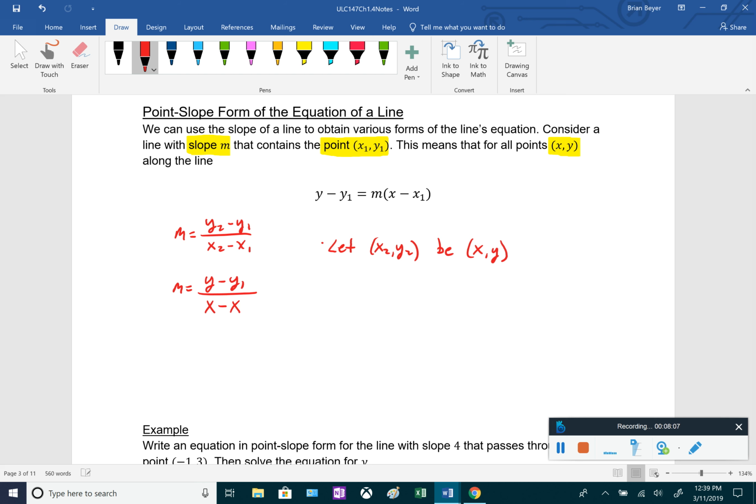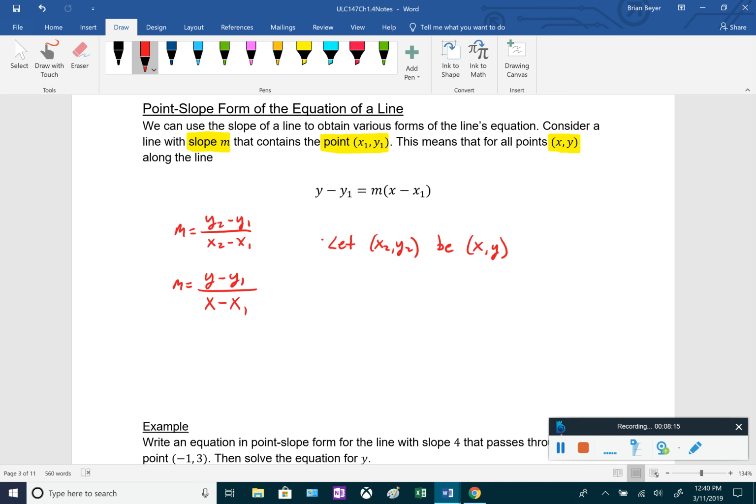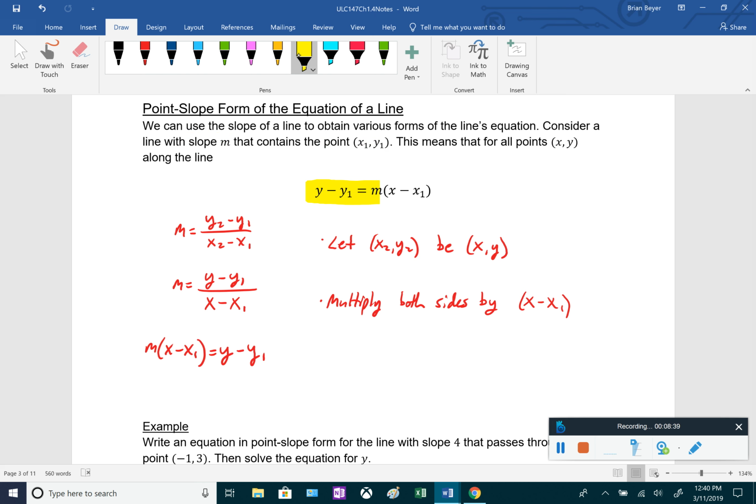So it doesn't look that much different right now. And all we have to do here is multiply both sides of the equation by that denominator, x minus x1. If you want to think of it as cross-multiplying, we're multiplying x minus x1 on both sides. So when we do this, we end up getting m times x minus x1 equals y minus y1. Okay, so this is actually the point-slope form of the equation of a line. It's just written in the other order, which is fine, but that's the order that we're going to be writing it in. It's y minus y1 equals m times x minus x1.